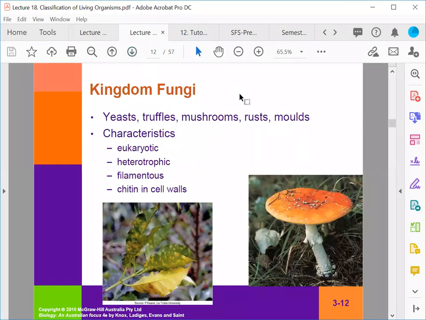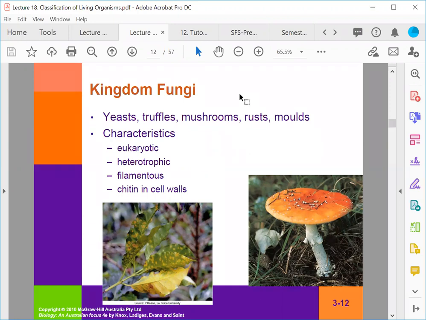All right, moving on now, kingdom fungi. So kingdom fungi also includes a diverse range of organisms. It includes yeasts, truffles, mushrooms, rusts, and molds. Some of the characteristics: they are all eukaryotic. They are all heterotrophs. Many of them are filamentous, but of course the yeasts are single-celled organisms, and they mostly have chitin in their cell walls.